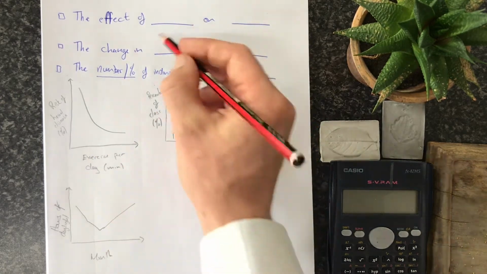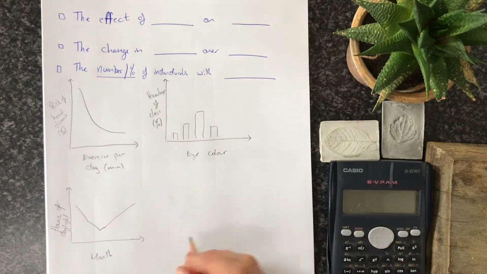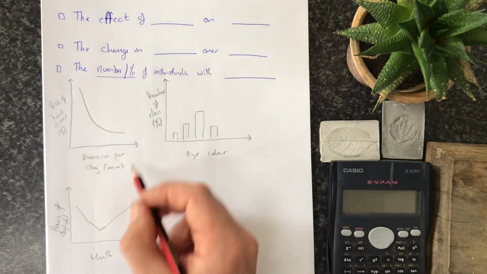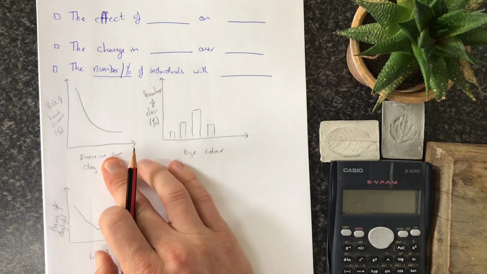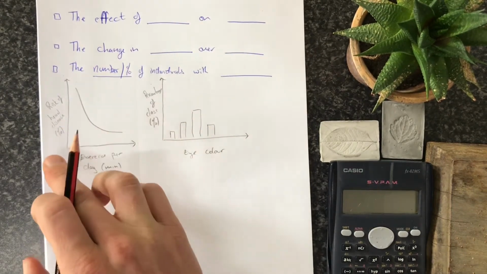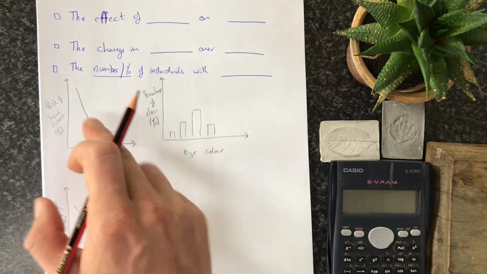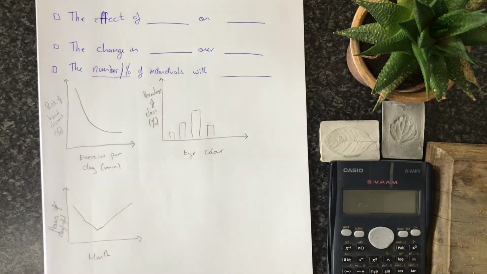Just be aware that when you're writing your title, do not include the units. So say the effect of exercise per day, don't say the units, on risk of heart disease, no units. The units go in the label, not in the title.